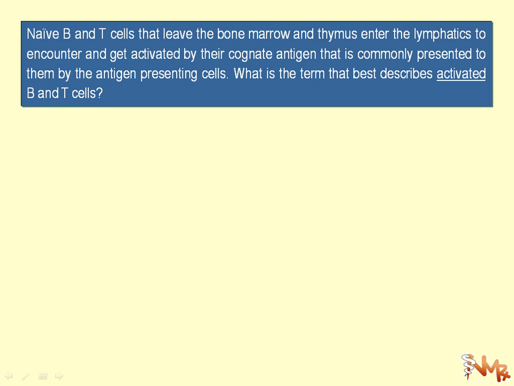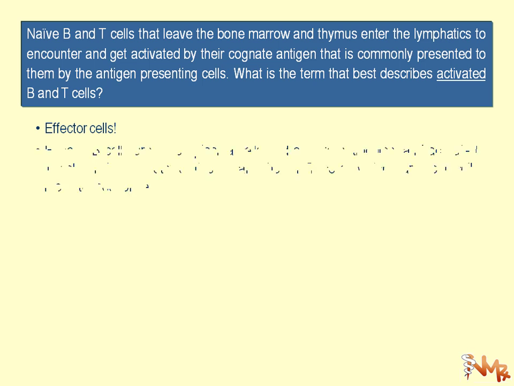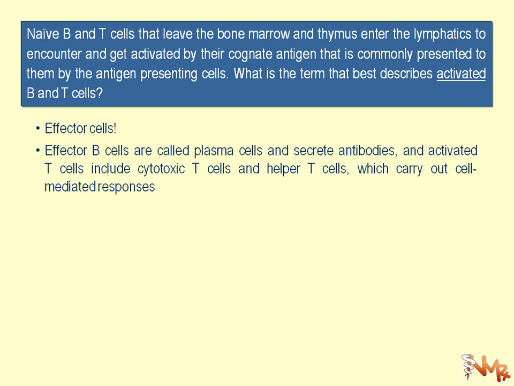What is the term that best describes the activated B and T cells? That is, what is the term that describes naive B and T cells after they encounter their cognate antigens or epitopes? The term is effector cells. After the encounter, B and T cells become effector cells. Effector B cells are also known as plasma cells, and they secrete antibodies.